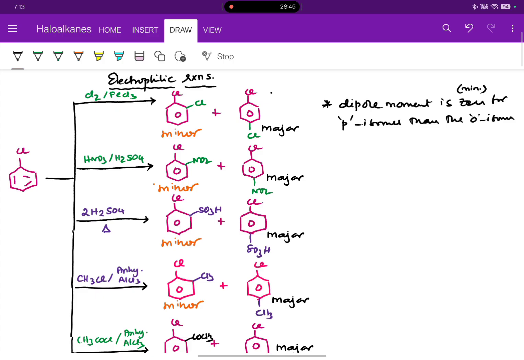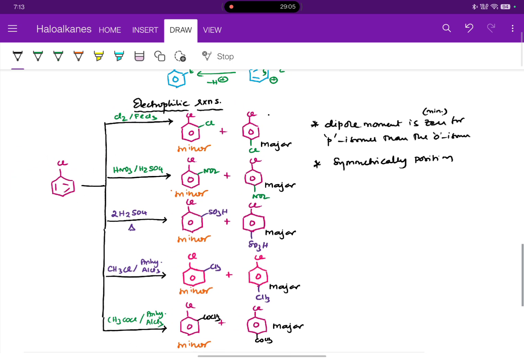Another thing, you can even see that the molecule is symmetrically positioned. So the symmetry is maintained. So with all these reasons, you can see that the para isomers are the majority when compared to the ortho isomer.